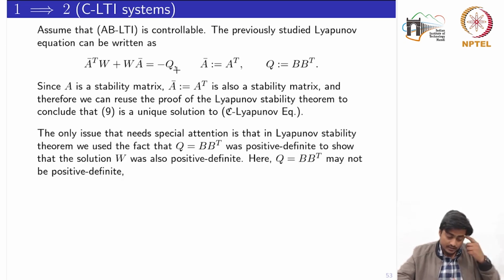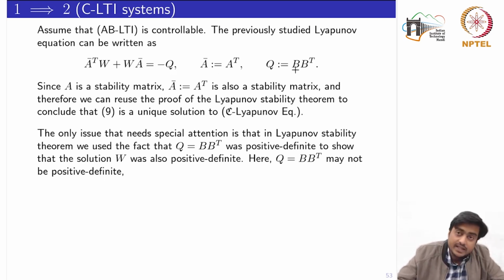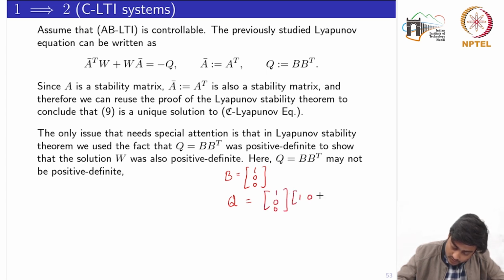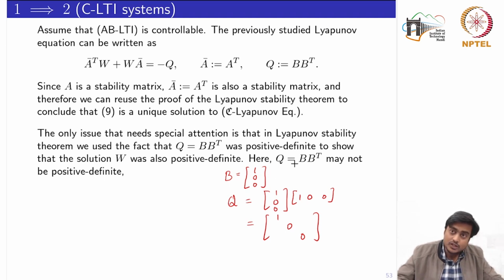But now there is a slight difference here: Q is basically given by B into B transpose. So B could be any matrix. Let's suppose my B is a vector, just for an example, which says that we have a single input, and if I compute this Q, which is 1 0 0 times B transpose 1 0 0, and all the off diagonal elements are also 0. So here it is not necessary that Q is positive definite. Q here could be positive semi definite also. We just need to take care of that: because Q now has the specific form of B into B transpose, it is not necessarily positive definite.